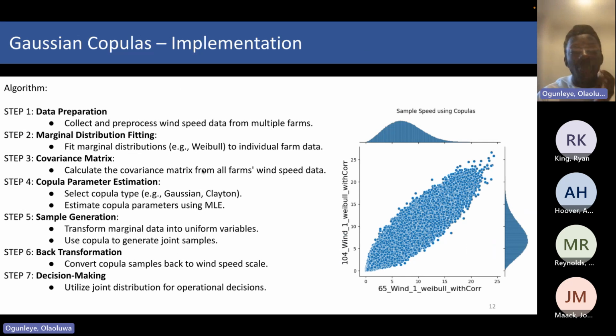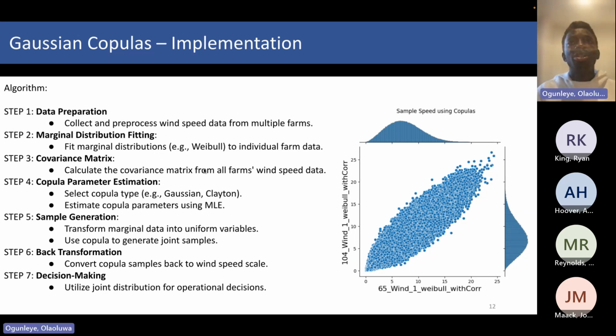So here's the algorithm we used, or the process we went through, to actually build this multivariate distribution. Firstly, we went to the step of data preparation. This involved collecting and preprocessing wind speed data from multiple wind farms, and we did this using power scenarios by modifying them a little bit. The next step was distribution fitting for the marginal distributions. Each wind farm had data for 7 years, and then we fit a distribution, in our case the Weibull distribution, to each individual farm.